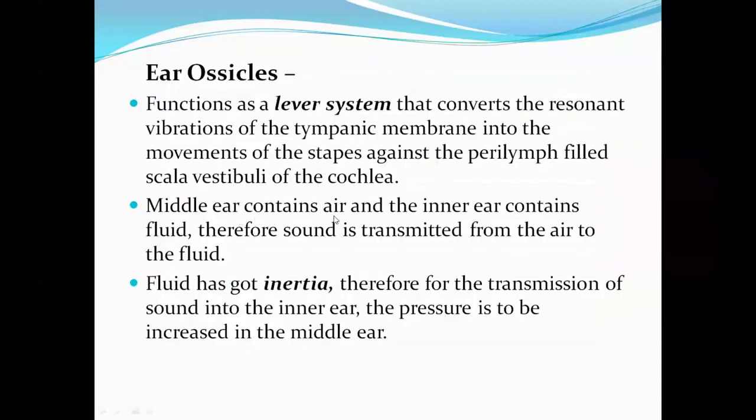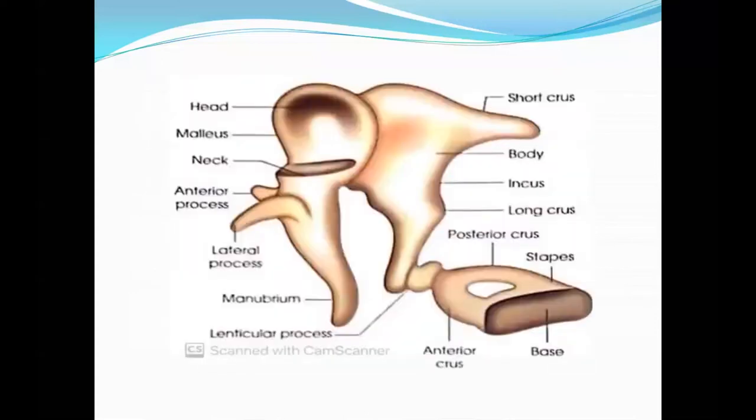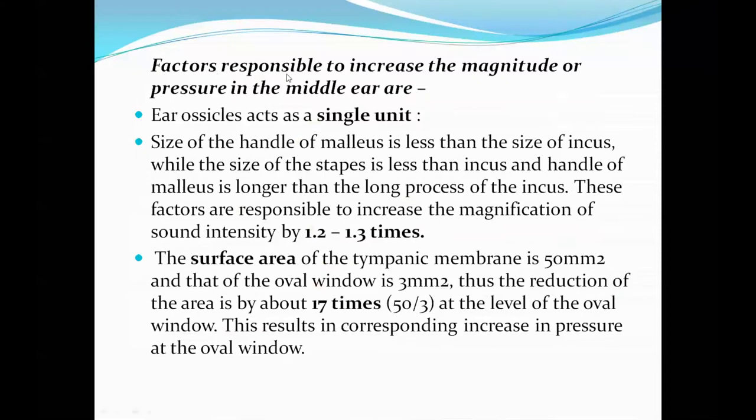The middle ear contains air and the inner ear contains fluid. So therefore, the sound has to be transmitted from the air to the fluid, and fluid has got inertia. Therefore, for the transmission of the sound into the inner ear, the pressure has to be increased in the middle ear so that the wave can be transmitted from the middle ear to the inner ear, or from air to fluid medium.